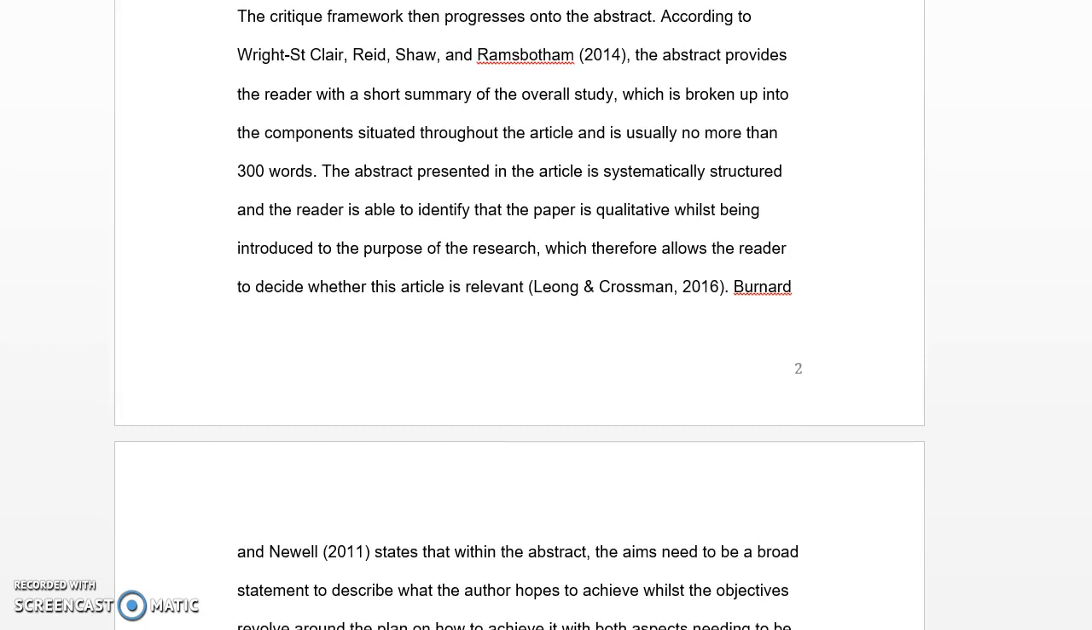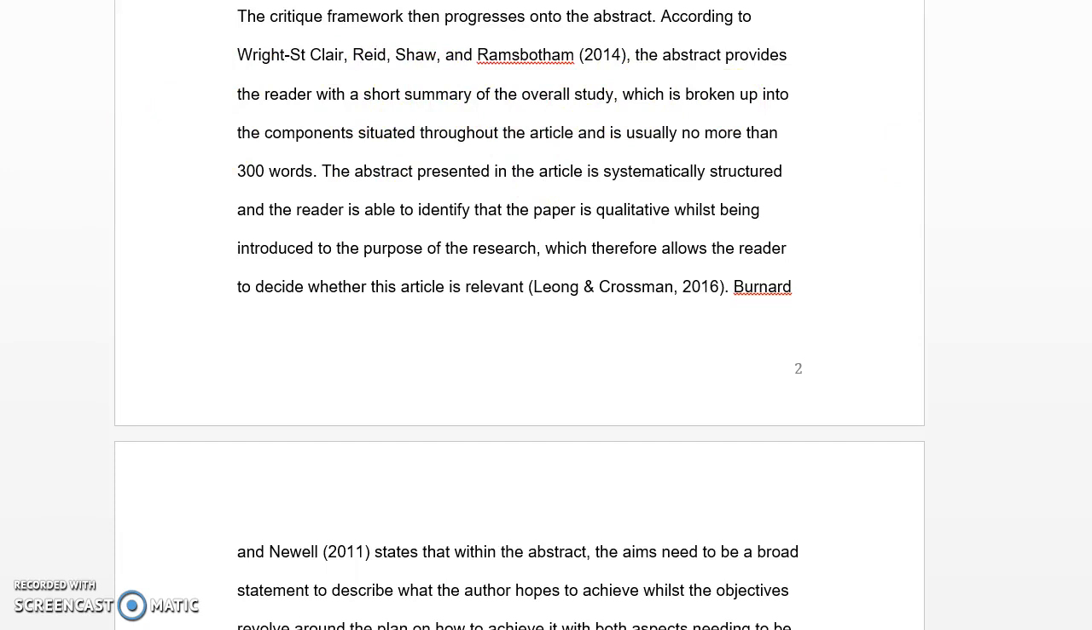All right, so then she goes on to the abstract, and you see all the way through where the student is telling you what should be in that component of the research article. She is providing a reference. So we see here Wright, Sinclair, Reed, Shaw, and Ramsbotham being provided there. We've seen other people, Bernard and Newell, earlier, and they're listed again further on. So she's coming back to the literature to say what should be there, and then she's telling us what is there. She says that the abstract should be a broken down summary, usually not more than 300 words.